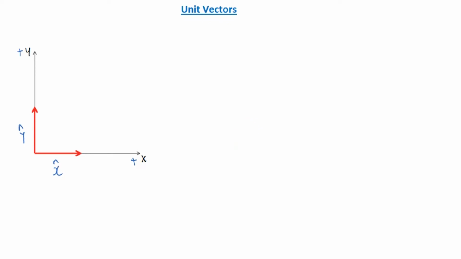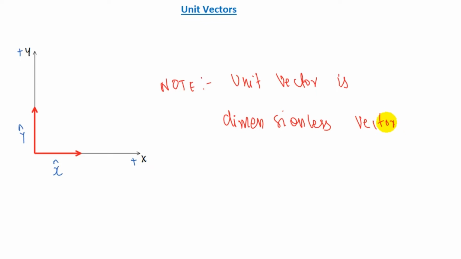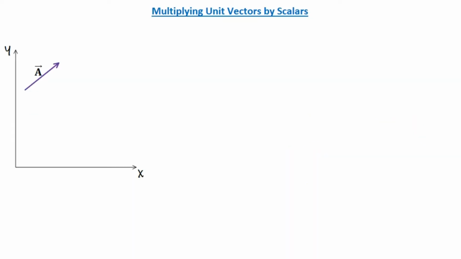You should note one thing and then we'll proceed further on unit vectors, that a unit vector is a dimensionless vector of unit length or unit magnitude. Now let's discuss what happens when we multiply a unit vector by a scalar. But before that, let us first understand what happens when we multiply a vector by a scalar number.